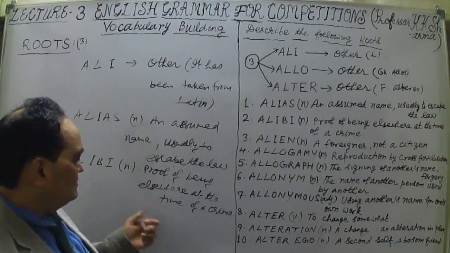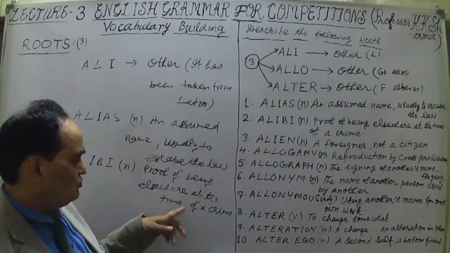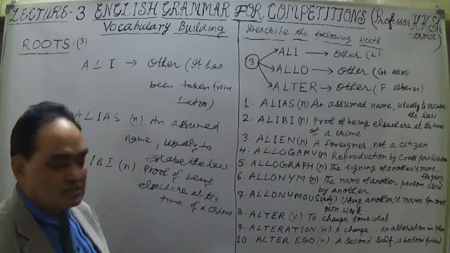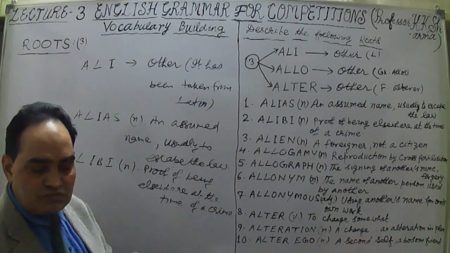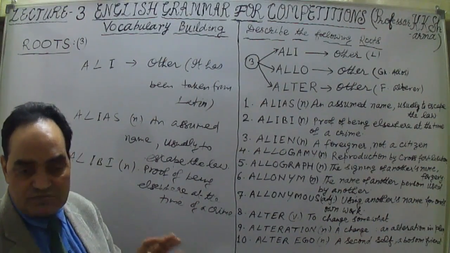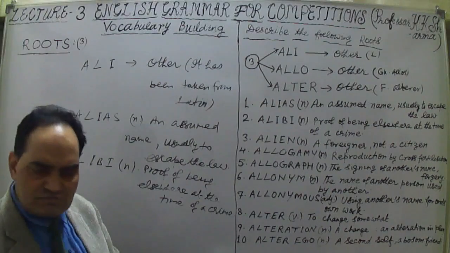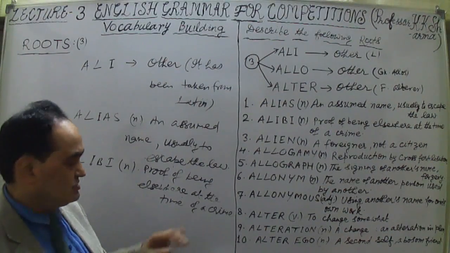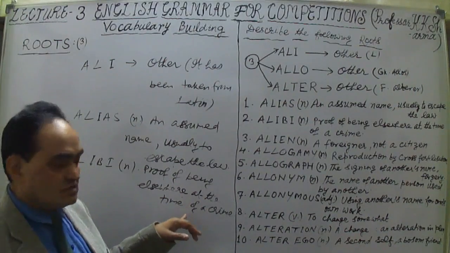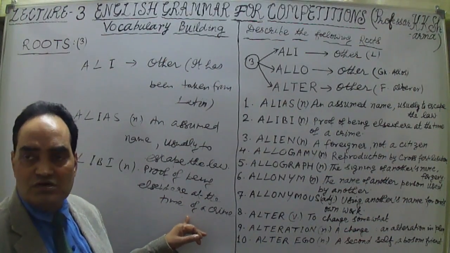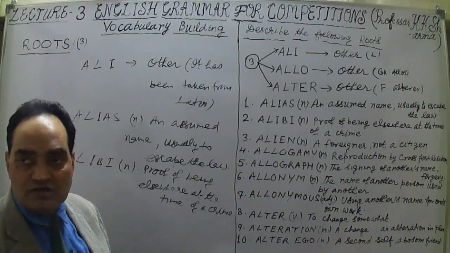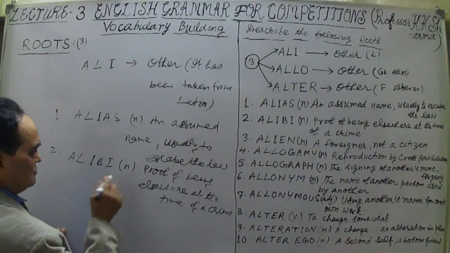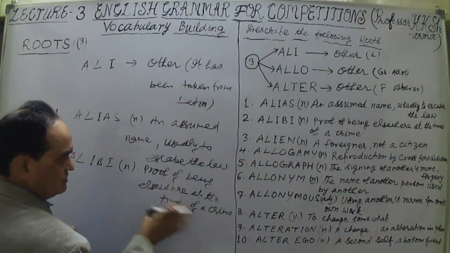Alibi. So alibi is a noun. Proof of being elsewhere at the time of the crime. So we present the alibi in law, just to prove that we were not present when the crime occurred. But actually, the crime may be done by the person concerned, but he is presenting that his alibi was there or another person was there, and he has taken my name to commit the crime. So this is how alibi works. This is a legal point.